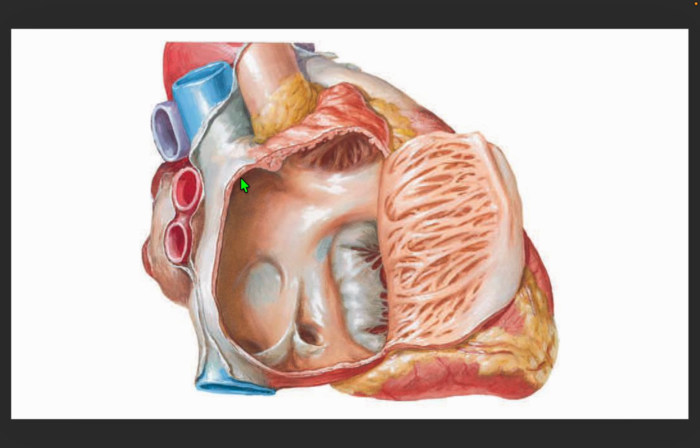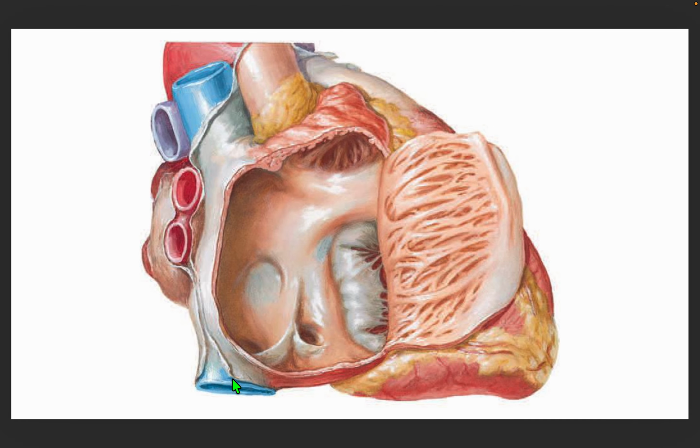It is situated in the upper and posterior part of the atrium, and you can see the direction. It is directed downwards and forwards. It conveys the venous blood from the upper part of the body, and this opening is not guarded by any valve. This is the next opening, that is the opening of inferior vena cava.